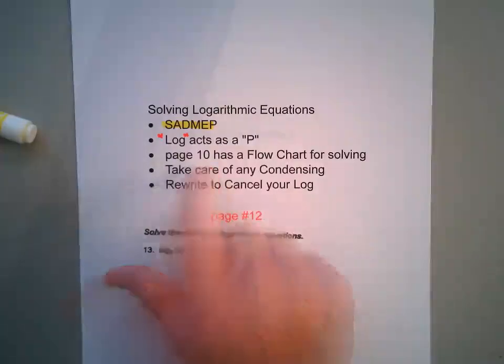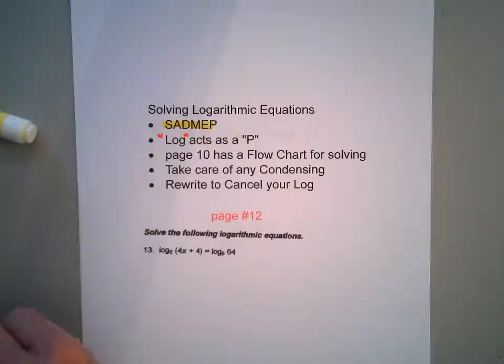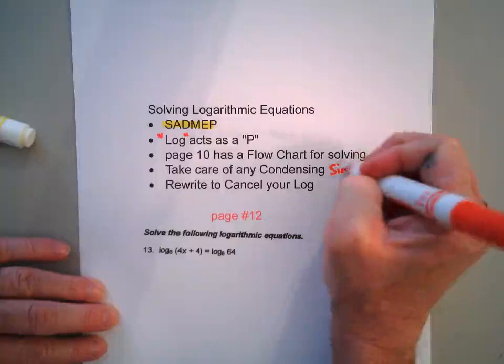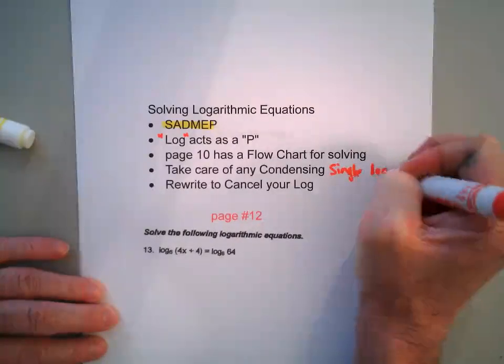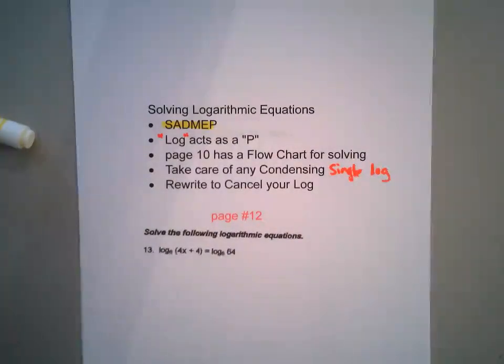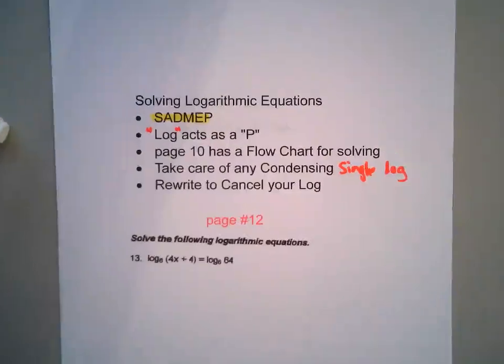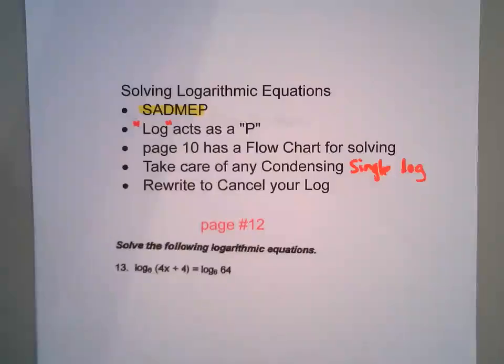Page 10 in the packet has a flow chart for solving equations if you're interested in looking at that. We want to make sure we take care of any condensing. We need a single logarithm on each side of the equation before we can start solving. And once we have those logarithms, we're going to rewrite it exponentially, and then we'll take care of it from there. Let's zoom in just a little bit here.